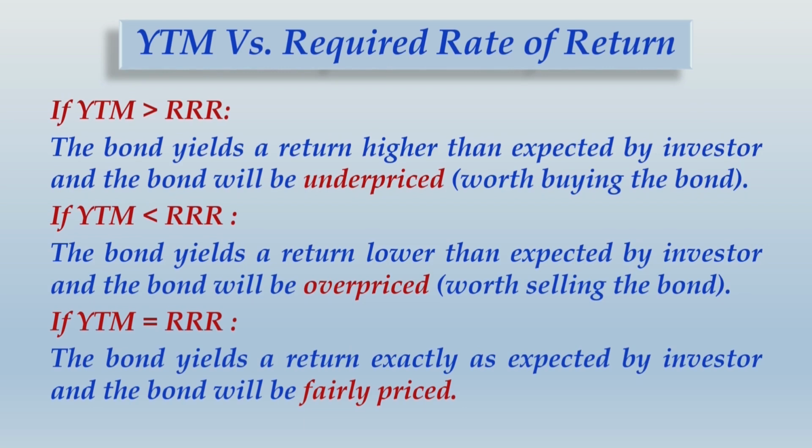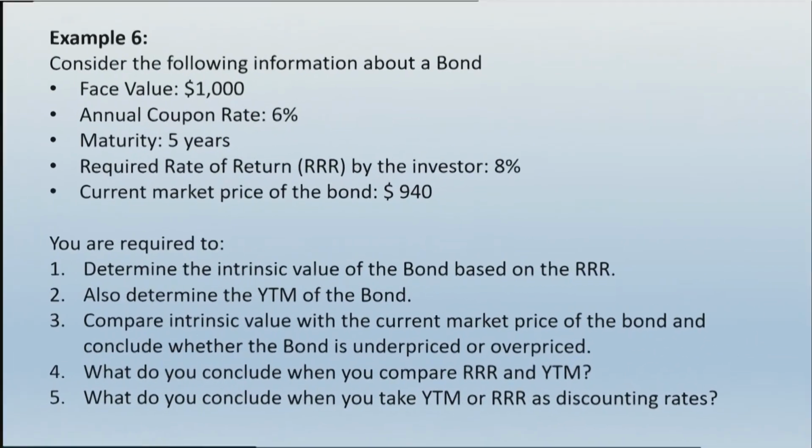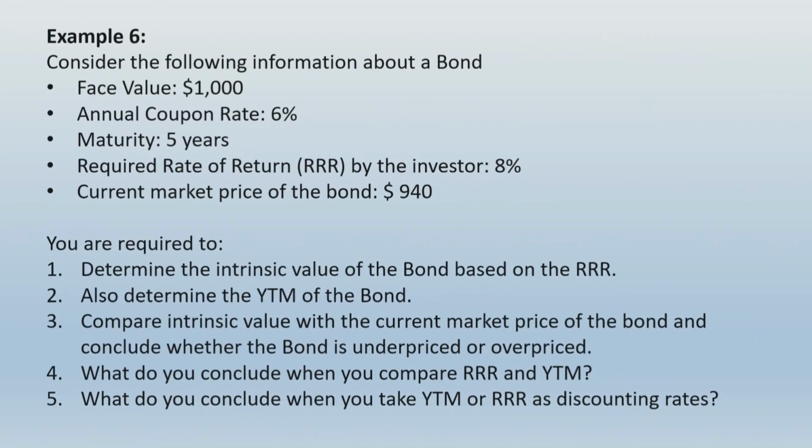Alright friends, once you have completed writing these notes, let us move ahead and take up the next follow-up example, that is example number 6. Consider the following information about a bond. Face value $1,000, annual coupon rate 6%, maturity 5 years, required rate of return by the investor, that is RRR, 8%, current market price of the bond $940.